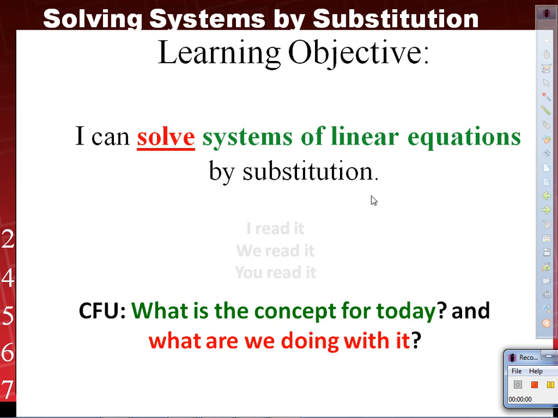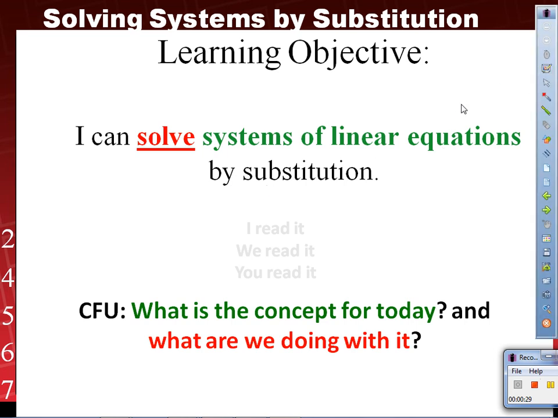So, we started last week with systems of linear equations. Yes? Yes. We actually did them by graphing. That's why on the warm-up we did one by graphing. But today we're going to the next task, which is by substitution.